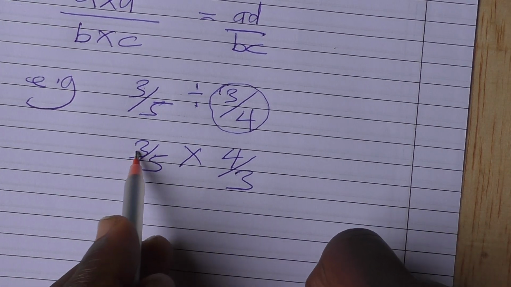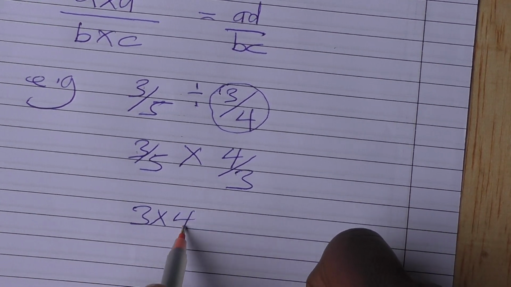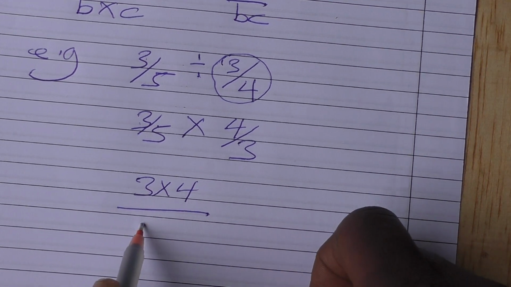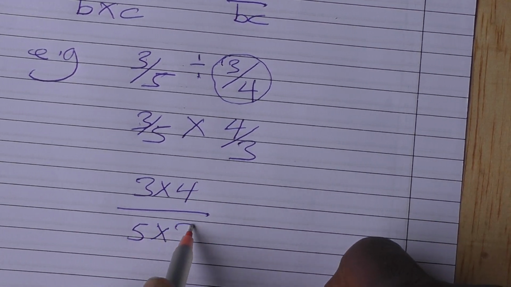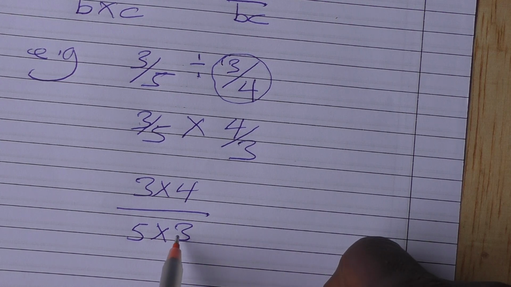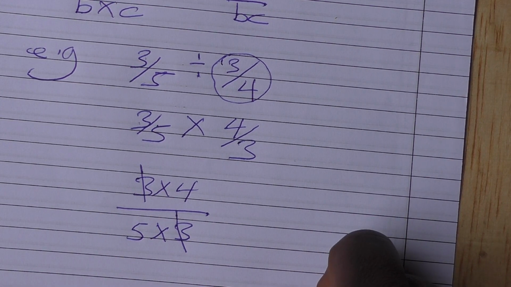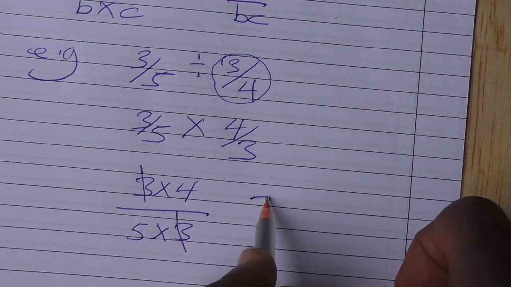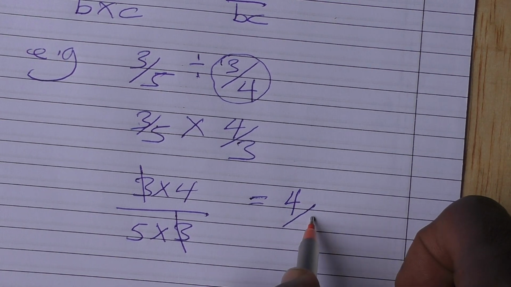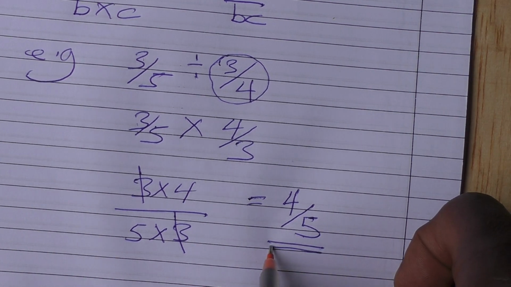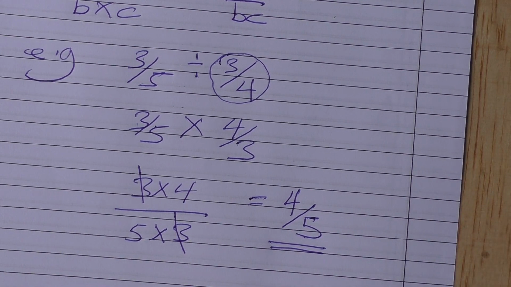So we multiply 3 times 4 over 5 times 3. We can decide to reduce, but that one only works with the multiplication. For other operations, please don't reduce. So that we remain with 4 over 5 as our final answer.